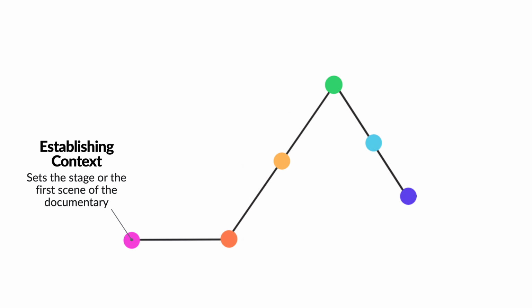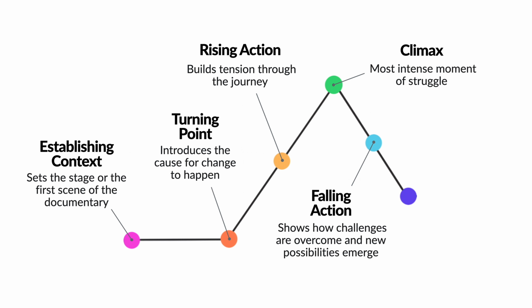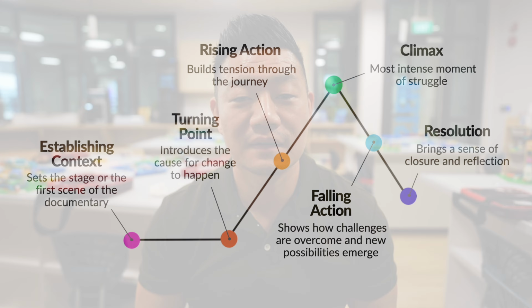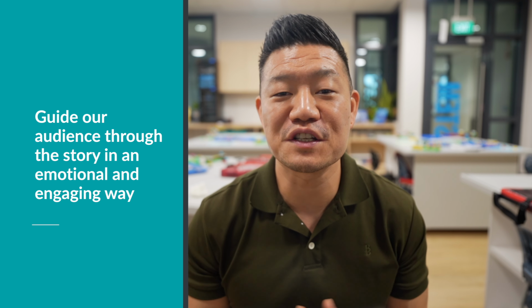Establishing context sets the stage or the first scene of the documentary. The turning point introduces the cause for change to happen. Rising action builds tension through the journey. The climax is the most intense moment of struggle. And then you have the falling action that shows how challenges are overcome and new possibilities emerge. And finally, the resolution that brings a sense of closure and reflection. This arc helps us guide our audience through the story in an emotional and engaging way.